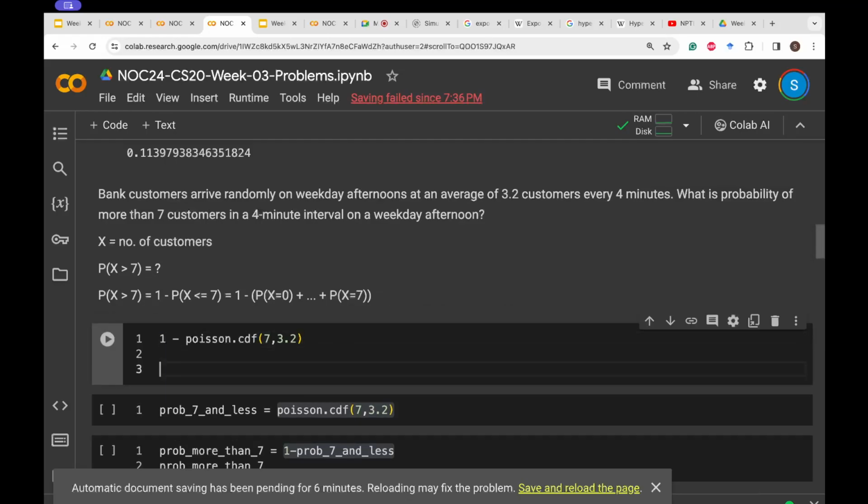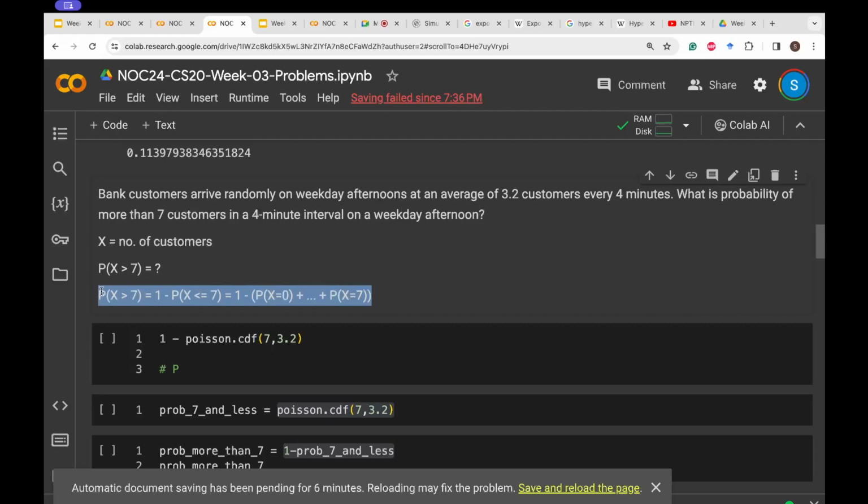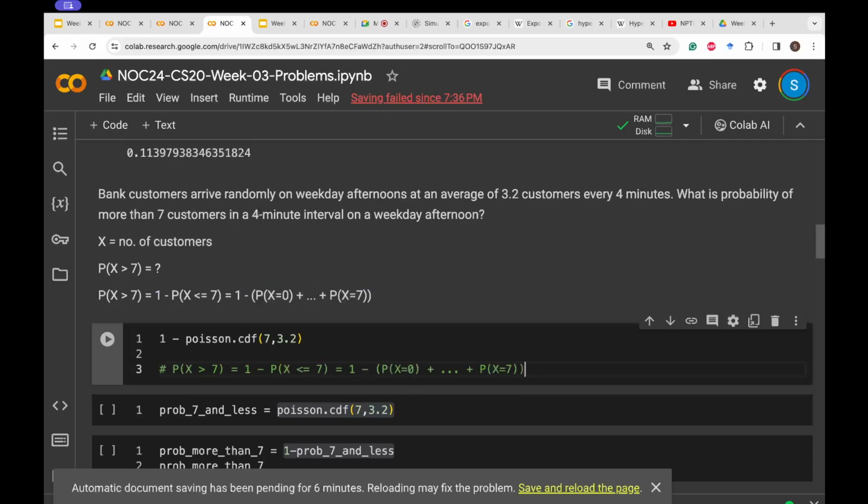Is that clear? Yes. If it were probability of, okay, let me just copy this. So it depends on this. If it is greater than or equal to 7, it will be less than or equal to 6. And if it is strictly greater than 7, it means 7 is excluded over there, so you will have to include 7 over here. Fine, I hope this is clear.